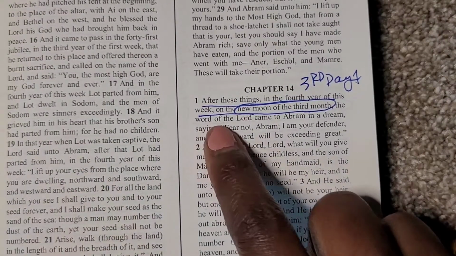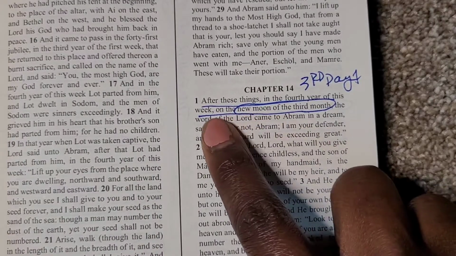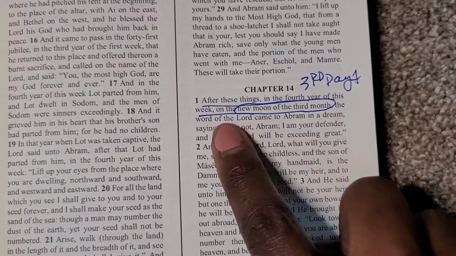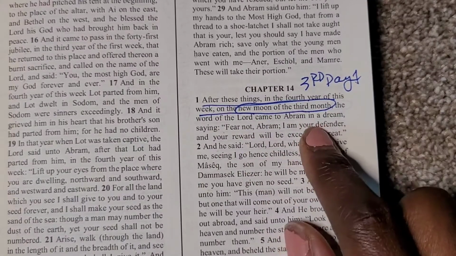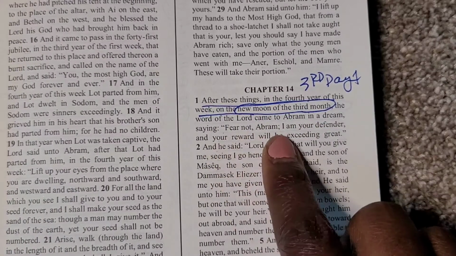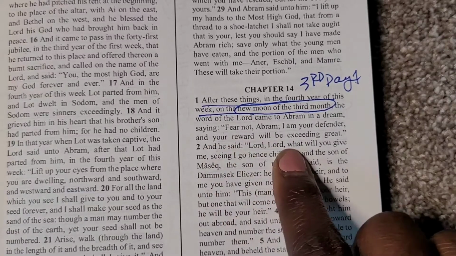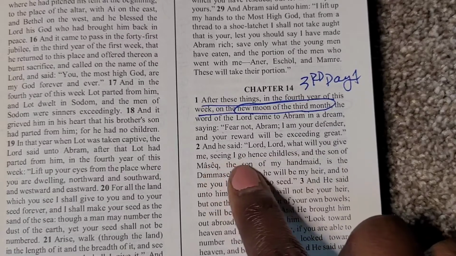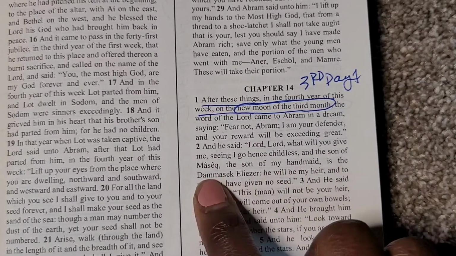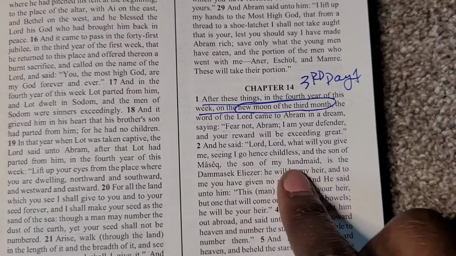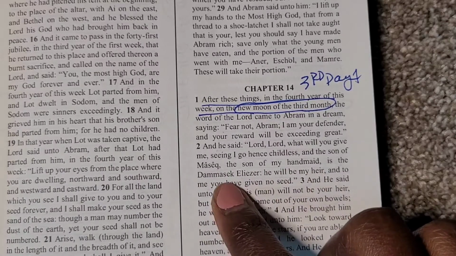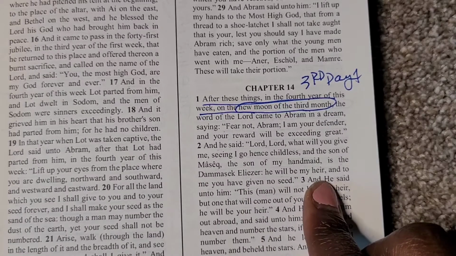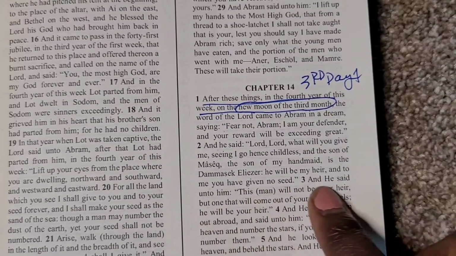Let's just read. After these things, in the 4th year of this week, on the new moon of the 3rd month, the word of the Lord came to Abram. Yes, we are in the time of Abraham. In a dream, saying, Fear not, Abram, I am your defender, and your reward will be exceedingly great. And he said, Lord, Lord, what will you give me, seeing I go hence childless, and the son of Masech, the son of my handmaid, is the Damasek Eleazar. He will be my heir. And to me you have given no seed.